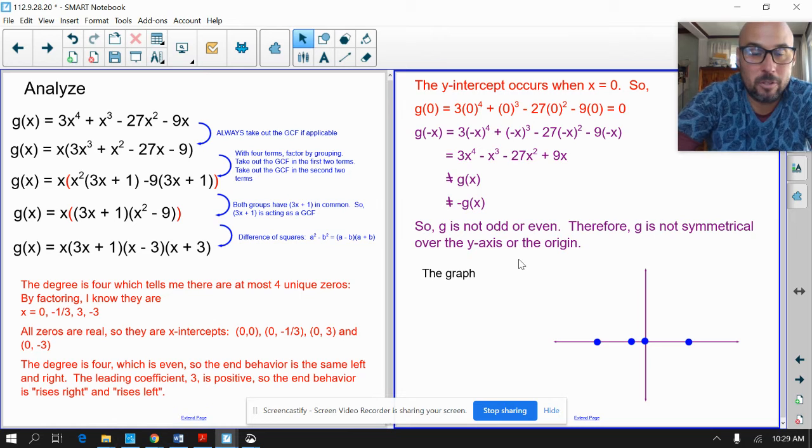That means it's not symmetrical on the y-axis. That would be for even functions. And it's not symmetrical about the origin. That would be for odd functions.